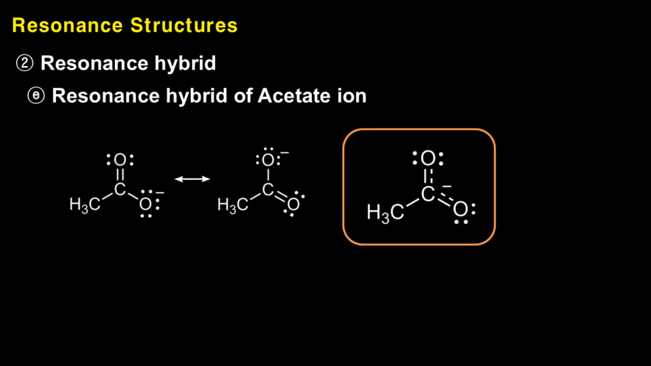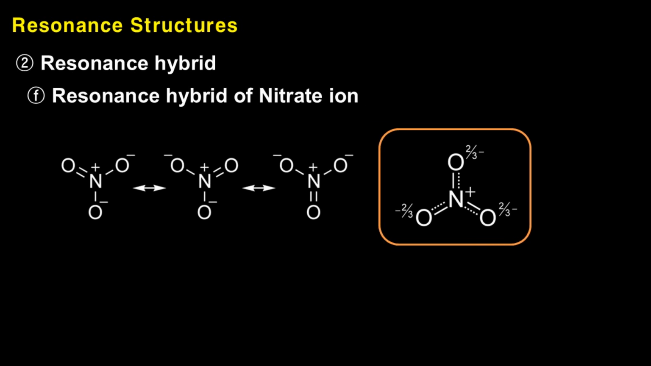For example, in the acetate ion, the negative charge isn't just sitting on one oxygen, it's delocalized between the two. In the resonance hybrid, we show this delocalization by drawing dashed lines between the carbon and both oxygen atoms to represent partial double bond character. We also place a partial negative charge, delta minus, on each oxygen to indicate that the extra electron density is shared equally between them. This gives a more accurate picture of the real electron distribution in the molecule.